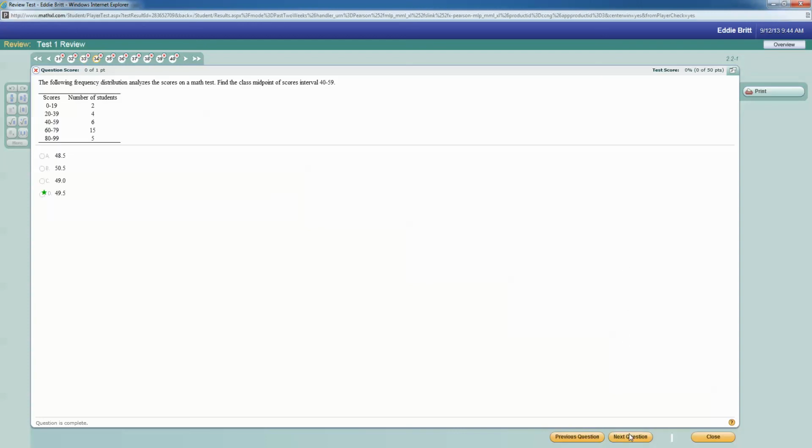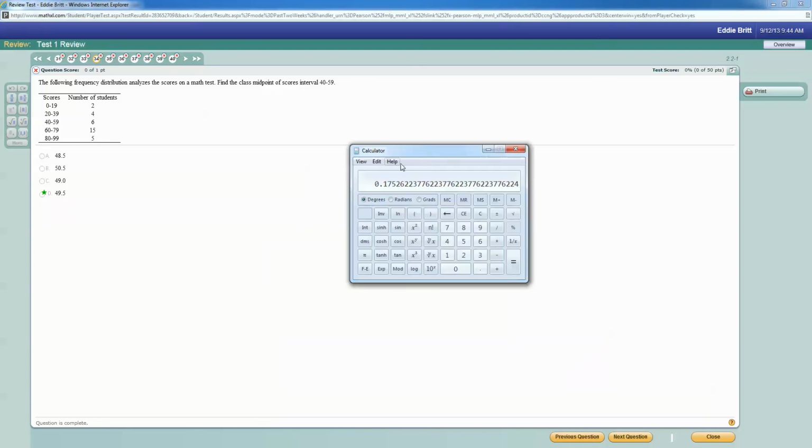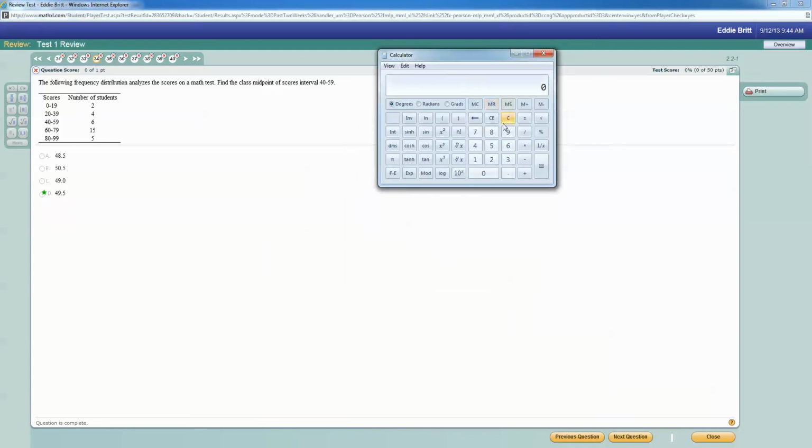The following frequency distribution analyzes the scores on the math test. Find the class midpoint of the scores, interval 40 to 59. So class midpoint, all you need to do is say 40 plus 59 and divide by 2. So 49.5.